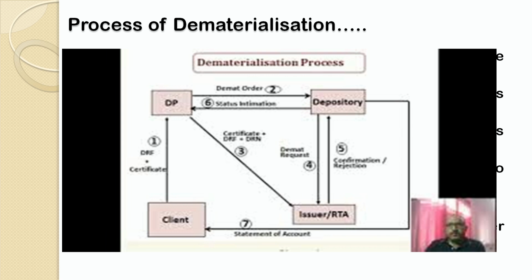In this figure, we can see that there are four major participants who are actively participating in the process of dematerialization. Those participants are, point number one is client, participant number two is DP, that means depository participant, participant third is depository itself, and fourth participant is RTA, that is registrar and transfer agent. Now, before discussing the important steps which are done in the process of dematerialization, let us discuss the role of all these participants.